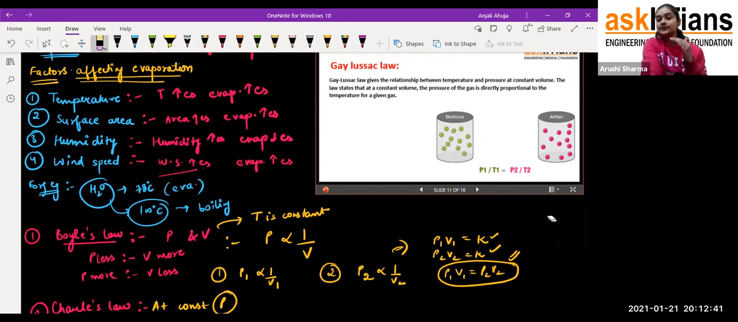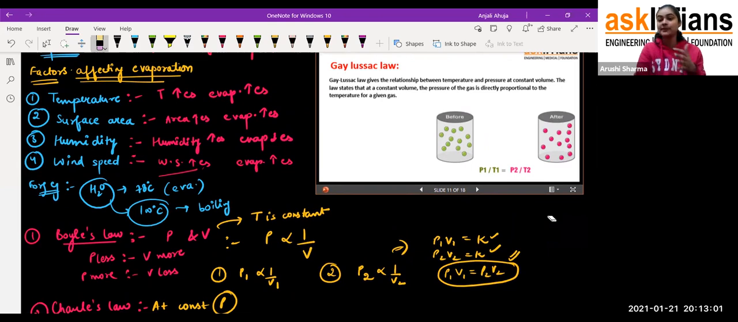How? See, students, when the temperature is increasing, the particles will gain more kinetic energy, and when they gain more kinetic energy, they will try to move here and there. That means they will try to collide with each other, and when they collide with each other in greater amounts, what will happen? There will be the generation of pressure between all of these.